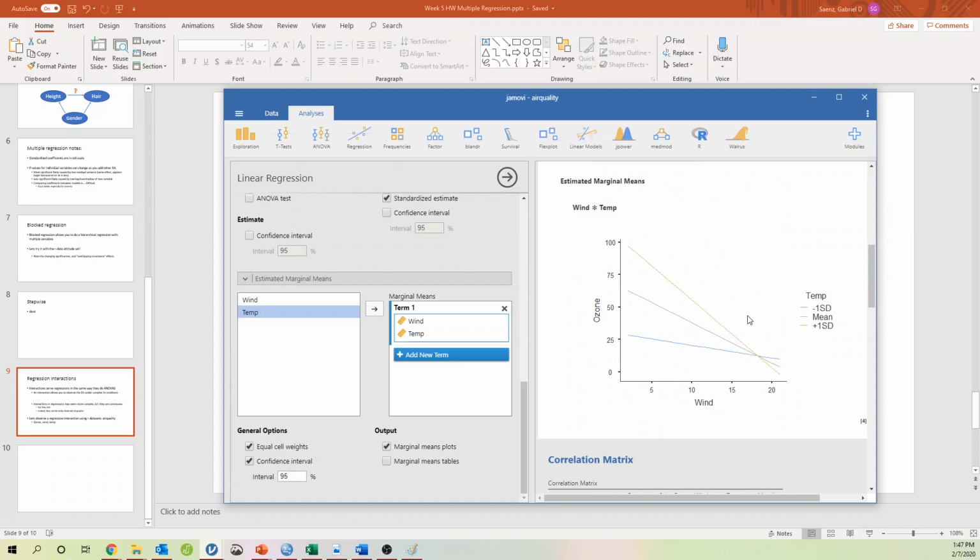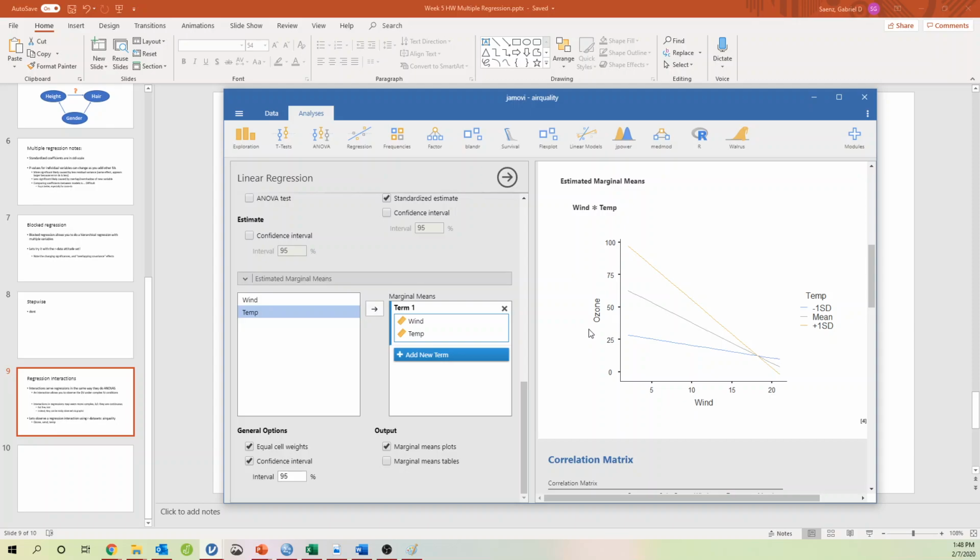So that's how we get to this graph. Wind increases, ozone decreases, particularly as you get higher temperature. It kind of gets complicated, but at the very least, I hope you can see how the interaction here is just showing you a more complicated situation: wind accounting for temperature for ozone.